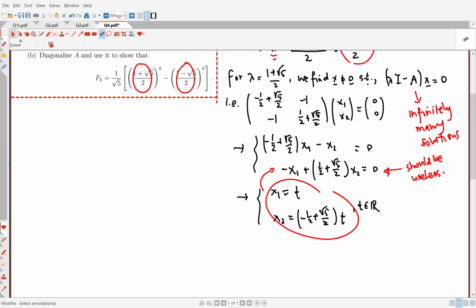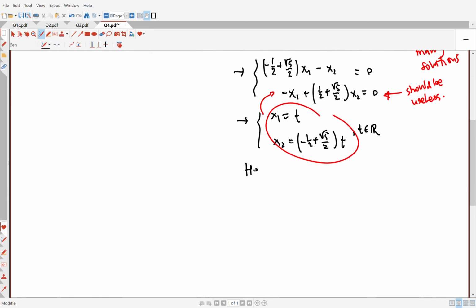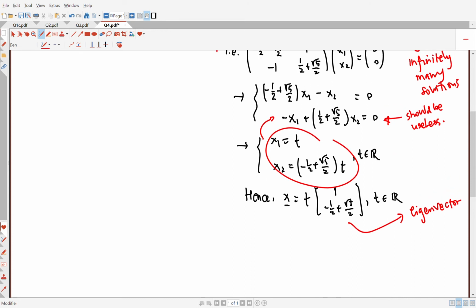Hence my x is just, I can take out my t, 1 and minus half plus square root 5 over 2. t is real, and we can take this as my eigenvector. Okay, good.